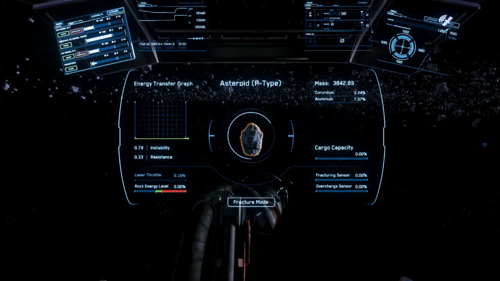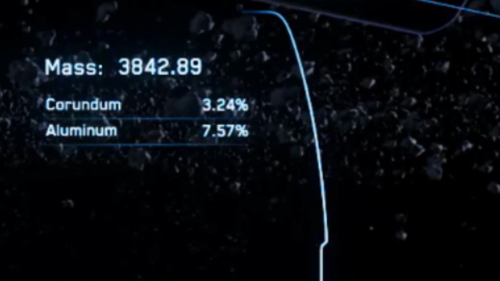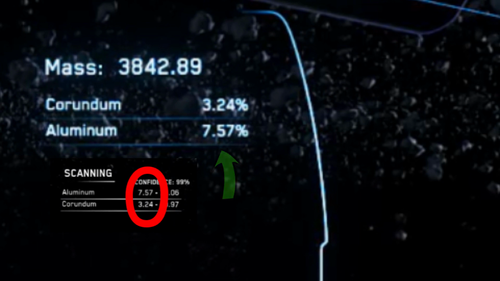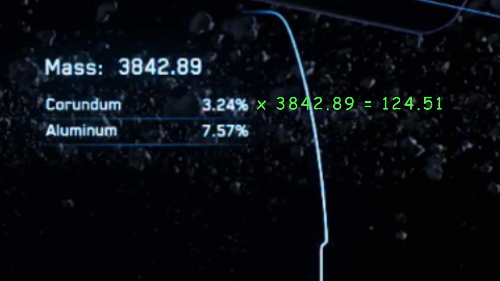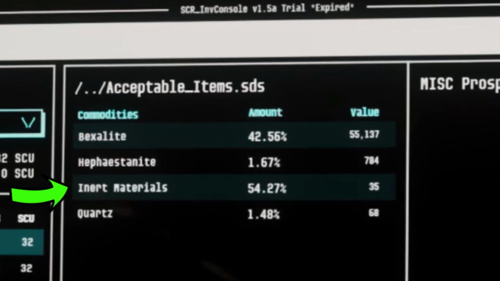When we switch to fracture mode, we get some additional information about the asteroid. Its mass is shown here, and below we see what percent of that mass is aluminum and what percent is corundum. Remember, these are the numbers from the left, so now we know what they're telling us. Doing some multiplication, we see how many units of aluminum and corundum are contained in the asteroid. The rest of its mass will be these pesky inert materials.